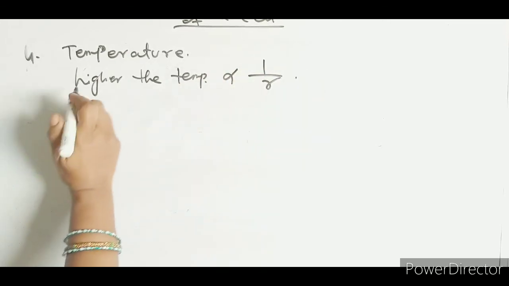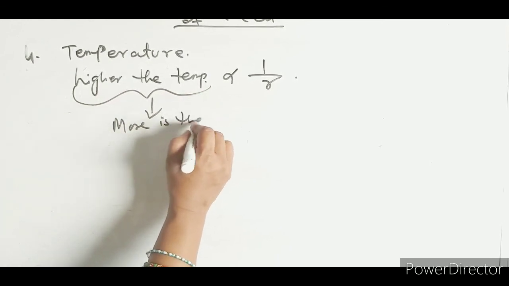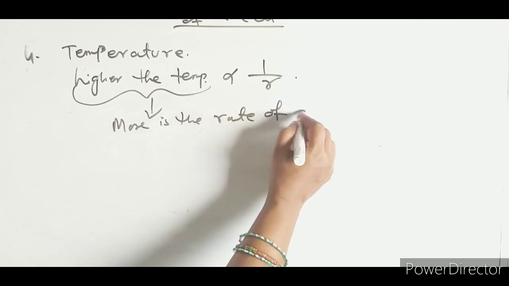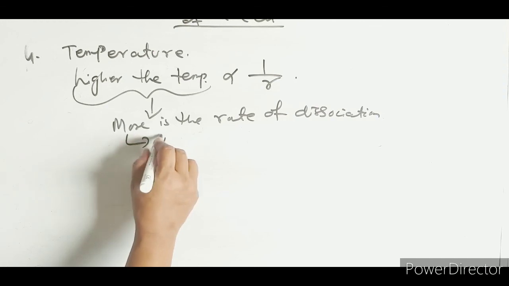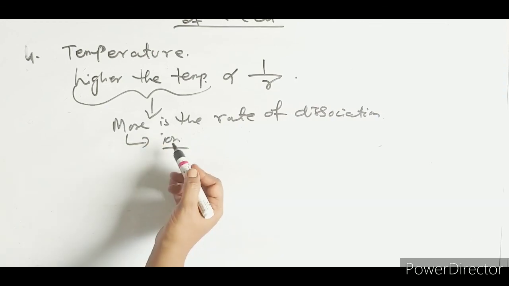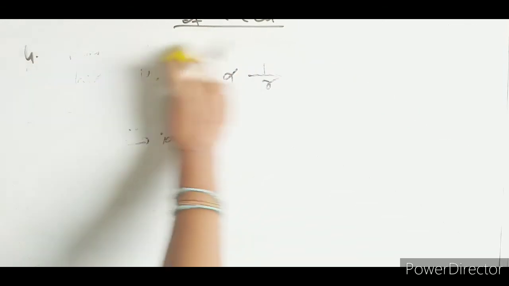Why so? Higher is the temperature, more is the rate of dissociation. Rate of dissociation means ions will be more, and these ions will move towards their respective electrodes. Okay, so that is why the more the temperature, the concentration becomes less because they move towards their respective electrodes and the internal resistance of the cell decreases.